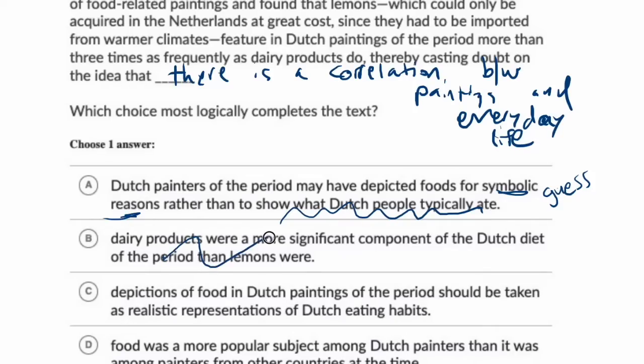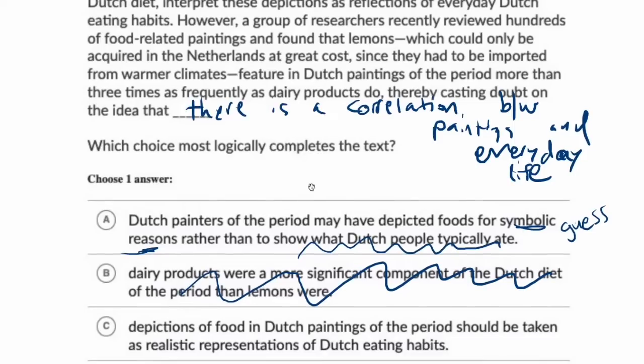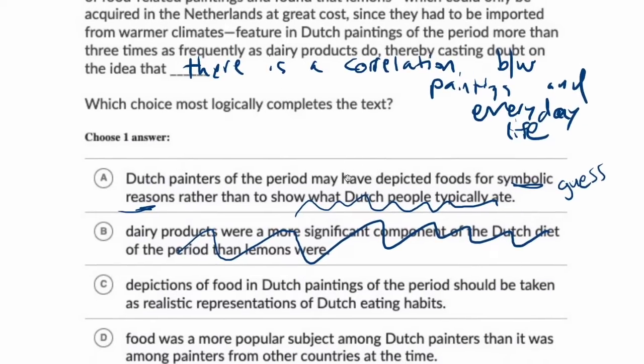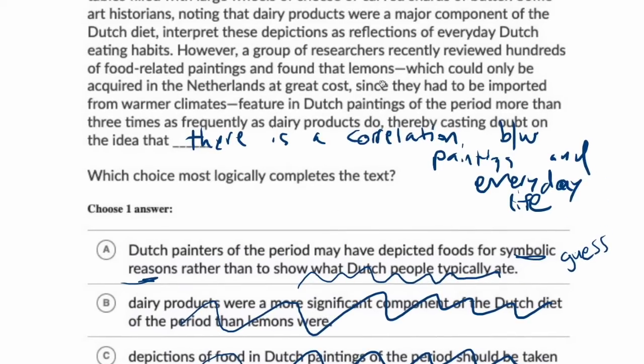B, no. I mean, that's kind of what they're trying to figure out. Do the paintings tell us what was a significant component of their diet or not? Depictions of the period should be taken as realistic representations. I would say not. No, it would be the other way around. They shouldn't be taken as realistic representations. Again, given that a certain food item that was not that easily accessible appeared very frequently.